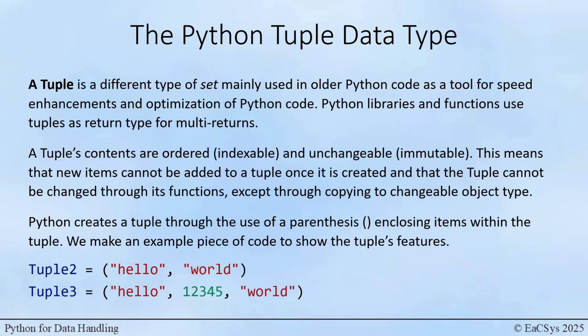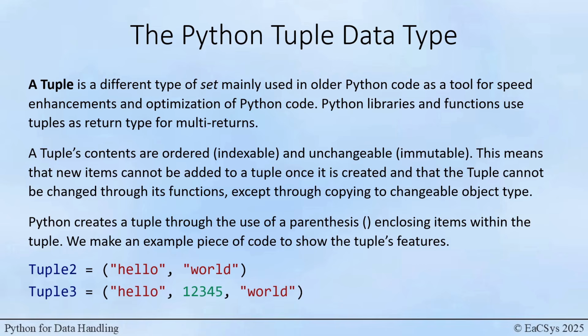The properties of the Python tuples are that the contents of a tuple are ordered, or you could say indexable, and unchangeable, or as you could say immutable. This means that new items cannot be added to a tuple once it is created, and that the object items inside the tuple cannot be changed or replaced except through a process of conversion, where the tuple is changed or copied into another object type, and the items are replaced, and the result is changed again into a new tuple, possibly with the same name.